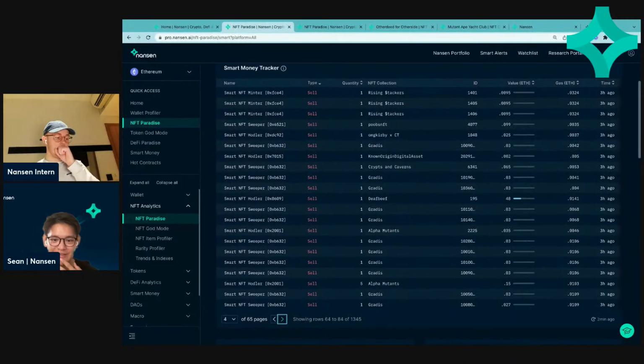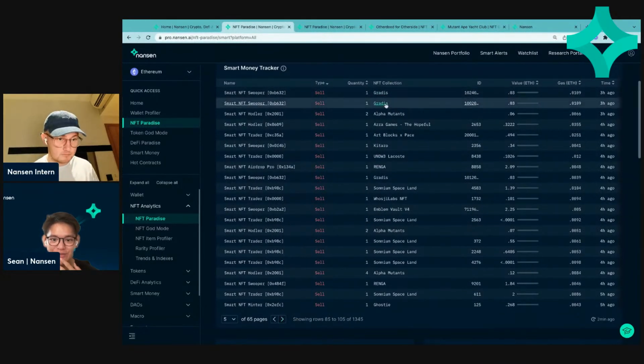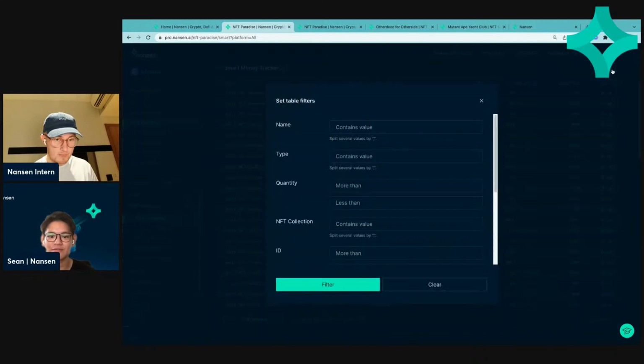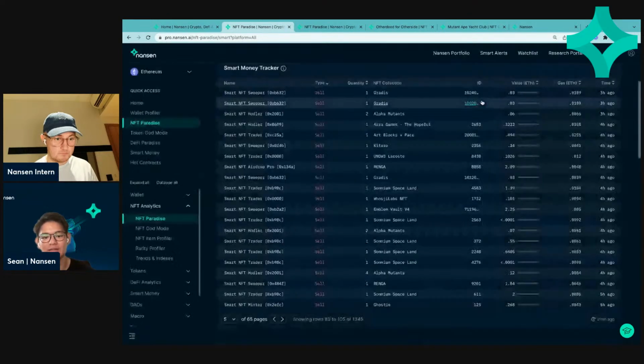Yeah, that's really interesting. I think we can also filter by specific collections, right? If you just want to see what smart money is doing with a specific collection, you can play around with the filters here to make sure that the collection name contains the one that you're looking at.